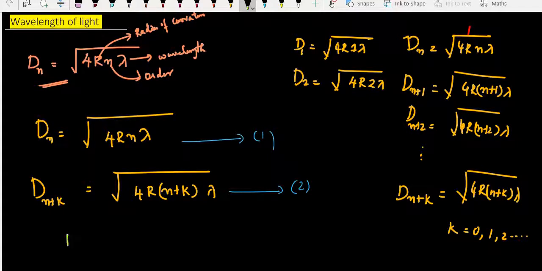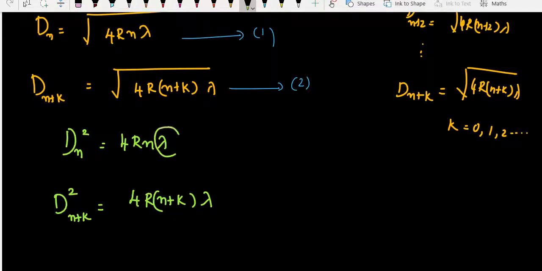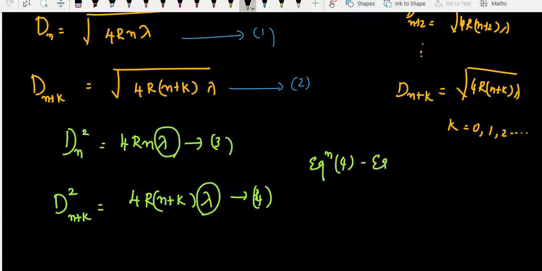While squaring equation 1, I get Dn square equal to 4RN lambda, and Dn plus k square equal to 4R into n plus k lambda. What I need to find is lambda. This is my equation number 3 and this is my equation number 4. I'm going to subtract 3 from 4, so I'm doing equation 4 minus equation 3.